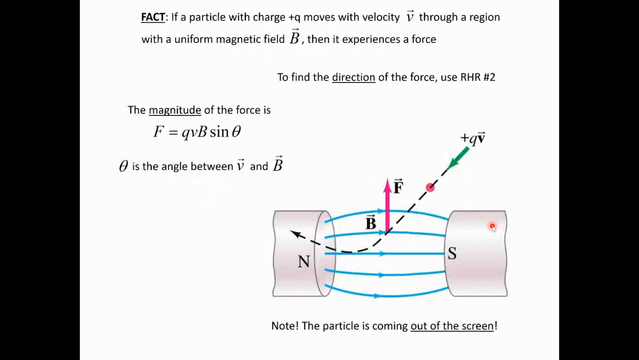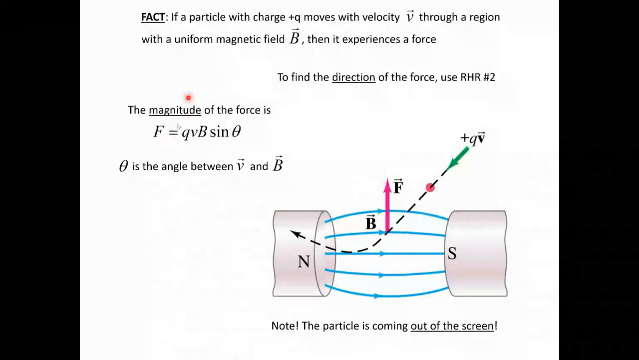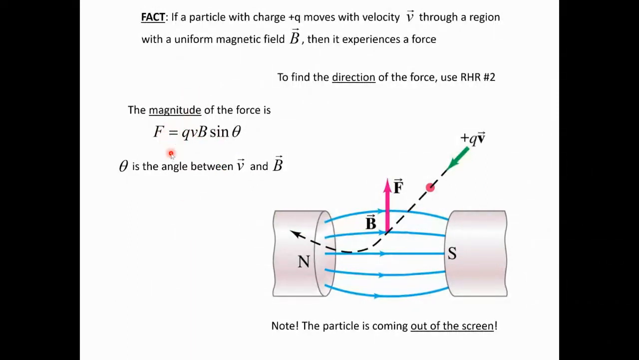Okay, so let me back up, because I wanted to tell you that the magnitude of the force is given by this formula. So QVB sine of theta. Q is the charge on the particle. V is how fast it's going. And B is the magnitude of the magnetic field. The angle, theta, is the angle between the V vector and the magnetic field vector. The velocity vector and the magnetic field vector.